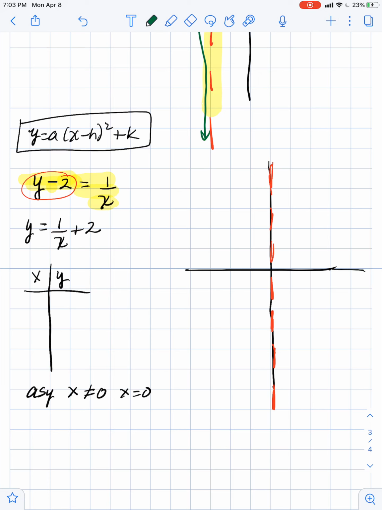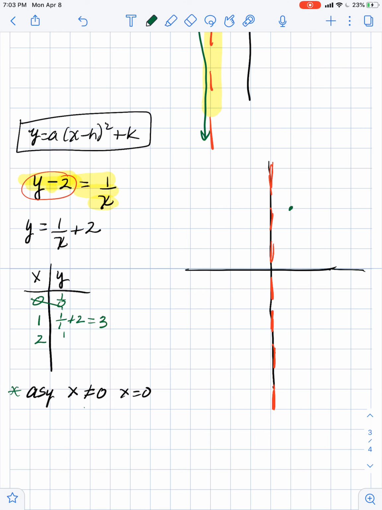So let's put some numbers in. Let's put in 0. Well, that won't work, right? Because we've got 1 over 0. So we've already said that down here. So we know that doesn't work. Let's put in 1 then. So 1 over 1 plus 2. So that's 3. So I am at 1, 3. 1, 2, 3. Okay?